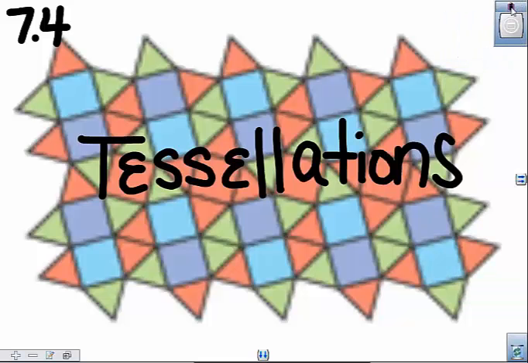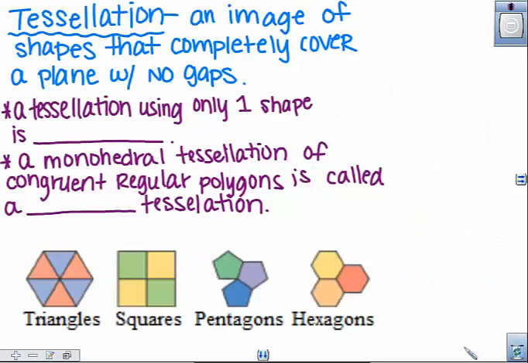Alright, we're talking about tessellations. This is section 7.4 in your book if you want to go back and review there. Okay, the first thing you need to write down is what a tessellation is. A tessellation is an image of shapes, polygons, that completely cover a plane with no gaps.